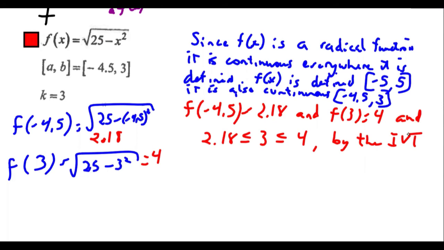There are abbreviations to write instead of that. There exists some C such that f of C equals K. You can use that abbreviation. So ∃ stands for there exists, and S.T. stands for such that. That's used a lot in proofs. There exists some C such that f of C equals K. End of proof.